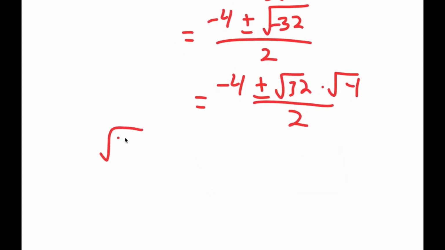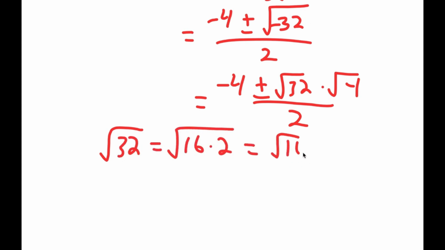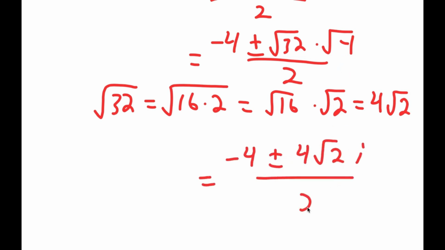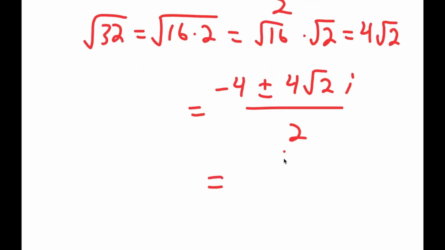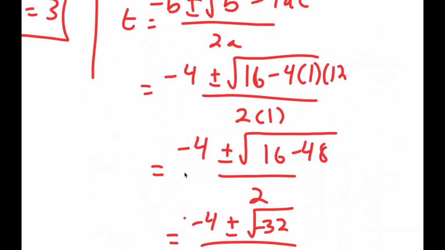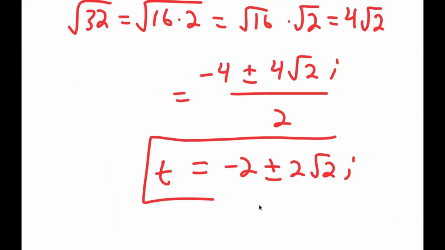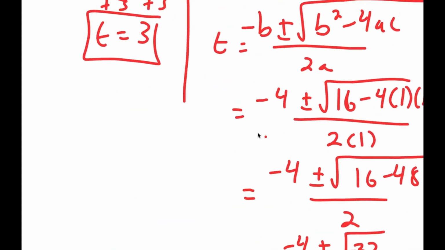And the square root of 32 is the same thing as the square root of 16 times 2, which is the same thing as the square root of 16 times the square root of 2, which is the same thing as 4 root 2. So this is equal to negative 4 plus or minus 4 root 2, and the square root of negative 1 is the same thing as i. Now I have this over 2, and now if I divide this by 2, I get negative 2 plus or minus 2 root 2 i. So t is equal to negative 2 plus or minus 2 root 2 i, as well as 3.